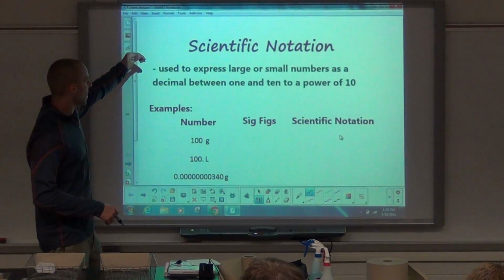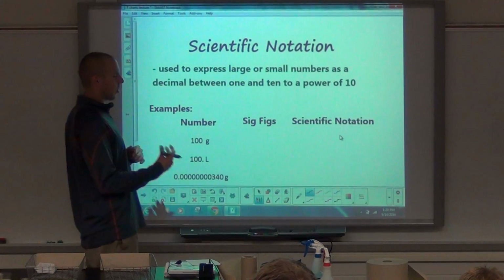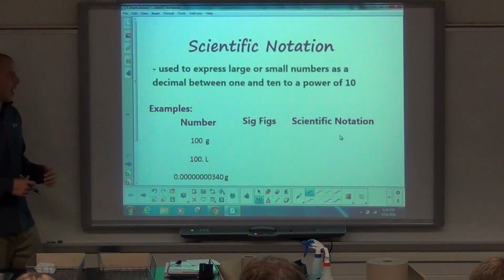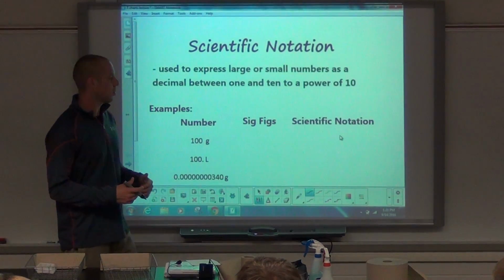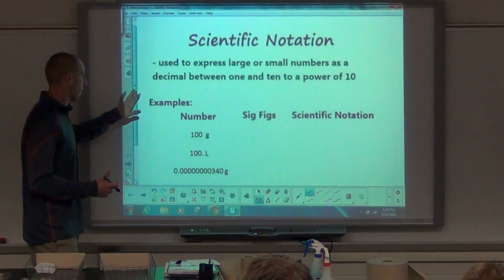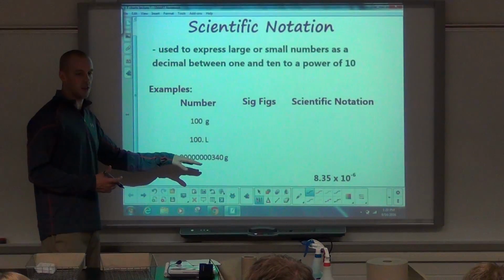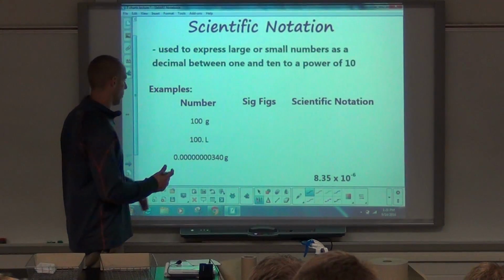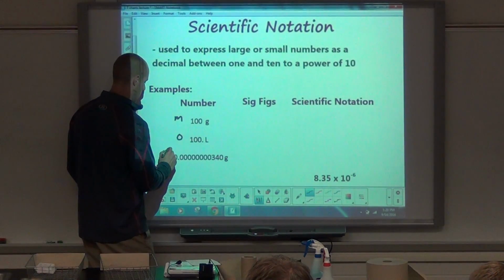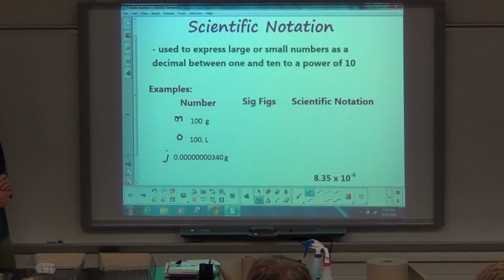So, scientific notation. Got to talk about when to use this first. It's used to express either a large number or a small number as a decimal between 1 and 10, and then it's multiplied by a power of 10. Okay, so I'll show you how that works. We're going to start with just an example. Now, these three right here are on your worksheet. So this is M, O, and J, I believe. Yeah, it is.